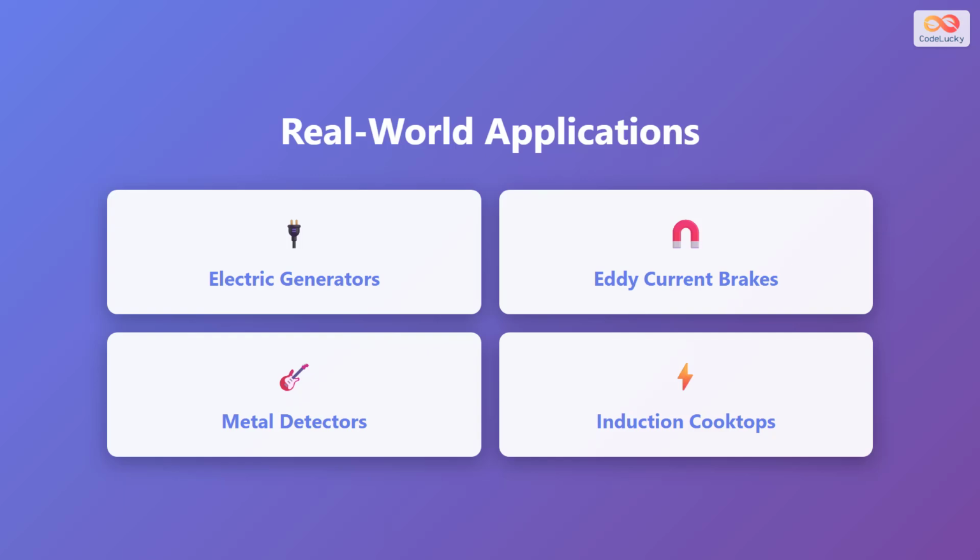Lenz's law has numerous practical applications in our daily lives. Electric generators use it to convert mechanical energy into electrical energy. Eddy current brakes in trains use the opposing force from induced currents to slow down safely. Metal detectors rely on changes in induced currents when metal objects are nearby. Even induction cooktops use this principle to heat pots and pans efficiently. Understanding Lenz's law opens the door to understanding how these technologies work.